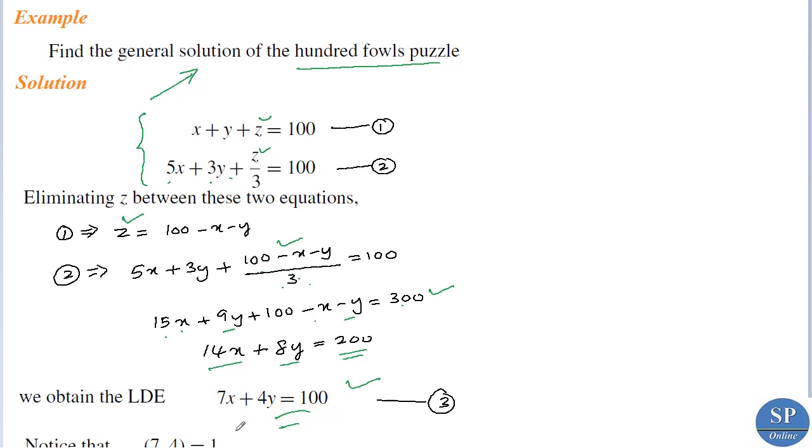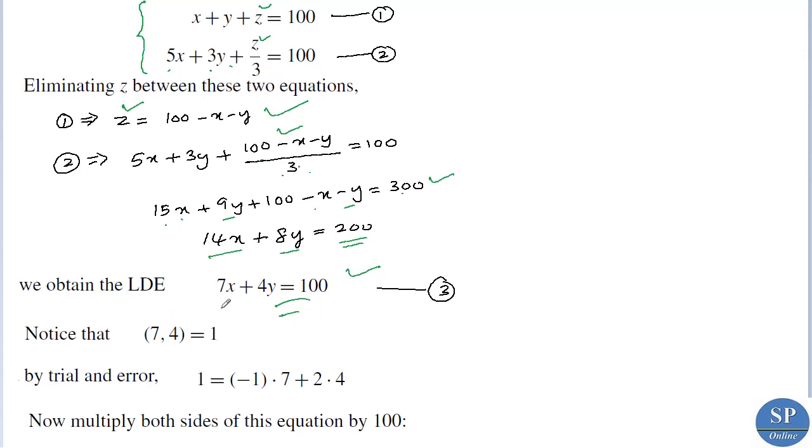Now we can use the previous theorem, theorem 3.19, to solve this LDE. We will get the values for x and y, but our aim is to find the values of x, y and z also, so using this we can find the value of z. Here we have a equal to 7, b equal to 4 and c equal to 100. The GCD of 7 and 4 is equal to 1, so we know this LDE has a solution by the previous corollary or theorem.